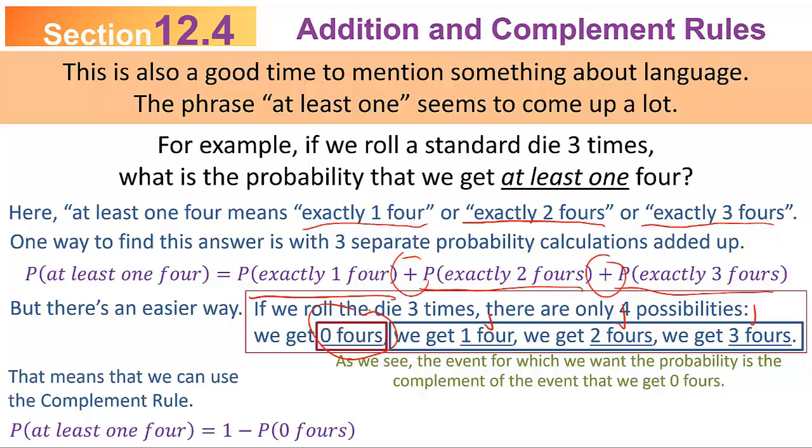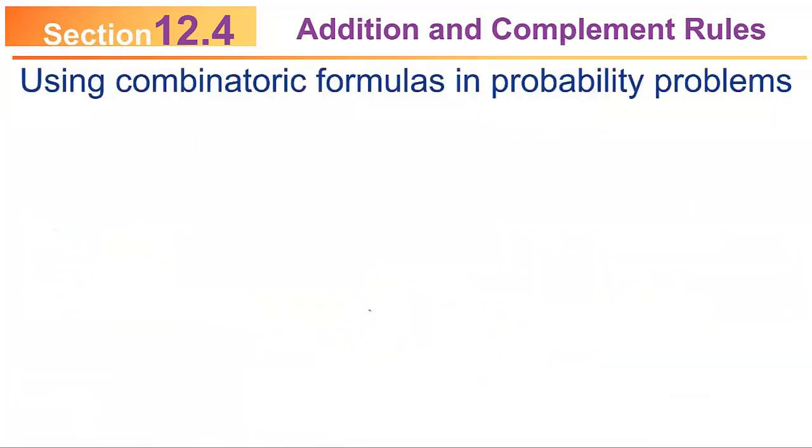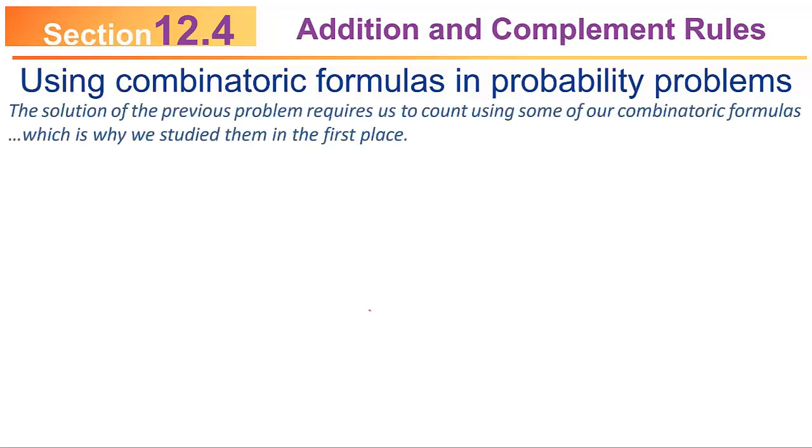The complement rule says the probability of getting at least 1 4 is 1 minus the probability of getting no 4s, because getting no 4s is the complementary event of getting at least 1 4. And getting no 4s is a much easier probability calculation. So how do we calculate the probability of getting no 4s? And this comes back to the stuff we talked about earlier. Remember when we started studying this, I asked you if you know how to count. The solution of that problem requires us to count using some of our combinatoric formulas, and that's why we studied them, so we could use them.